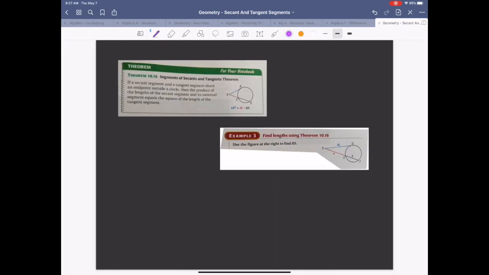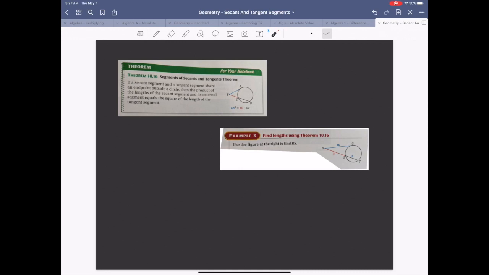Okay. So, segments of secants and tangents. Now we're mixing. We have a secant, we have a tangent, and the rule is very similar, but just notice there's no external segment of a tangent. EA is the tangent, and it's not going into the circle. It's just touching the circle at A. So there's not going to be an interior part of a tangent. Keep that in mind as we read this theorem.